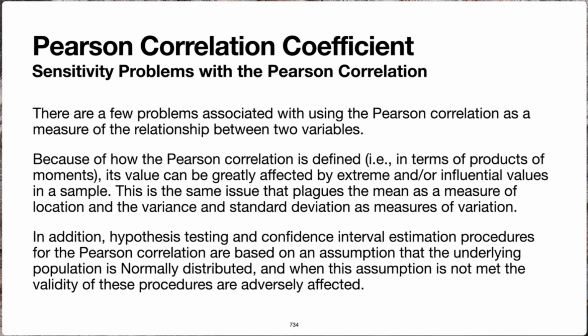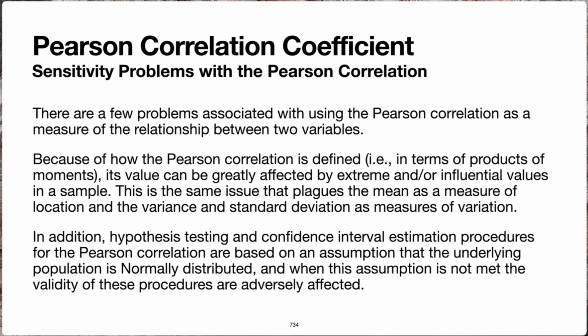Let's talk about some characteristics of the Pearson correlation, some sensitivity issues in particular. So there are a few problems associated with using the Pearson correlation as a measure of the relationship between two variables. Because of how the Pearson correlation is defined, as we saw on the previous slide, in terms of the products of moments, its value can be greatly affected by extreme and or influential values in a sample. Now, this is the same issue that plagues the mean as a measure of location and the variance and standard deviation as measures of variation.